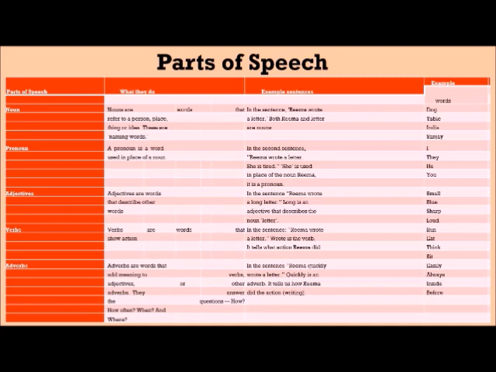Adjectives are words that describe other words. For example, red rose. Verbs are words that show action, like he writes. Adverbs are the words that add meaning to verbs. Adverbs answer questions like how often, when, and where.